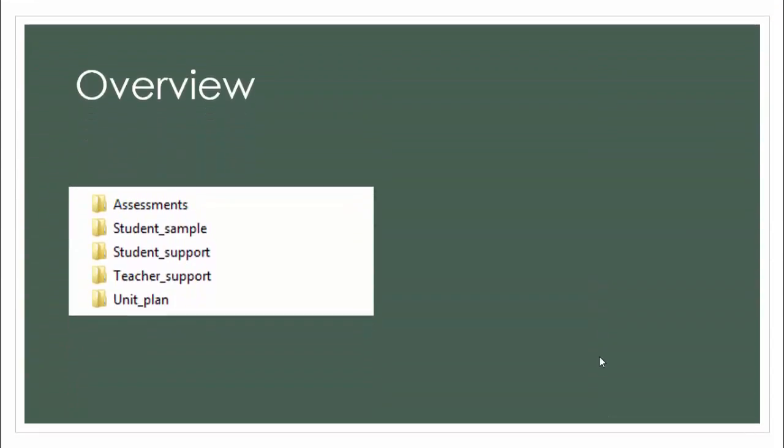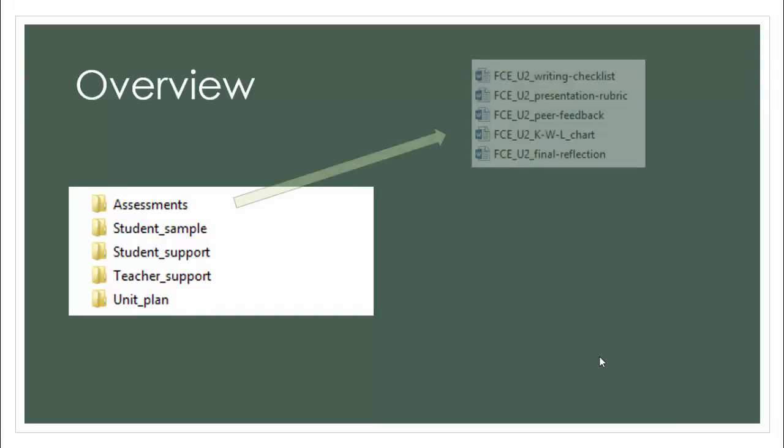This is an overview of my portfolio. There are 5 folders in the portfolio. The first one is assessment, which will include 5 files: writing checklist, presentation rubric, peer feedback, KWL chart, and the final reflections.